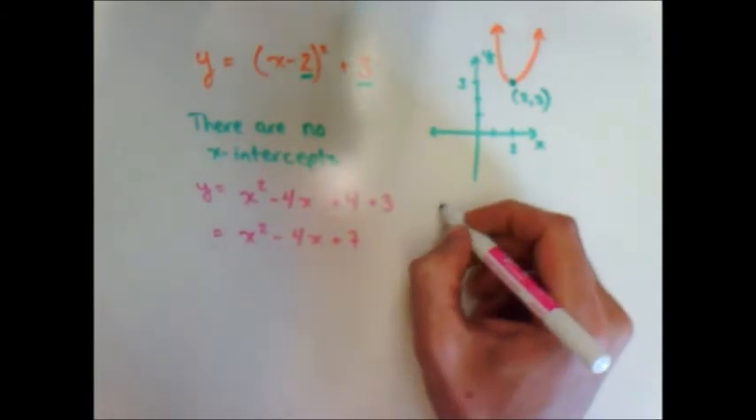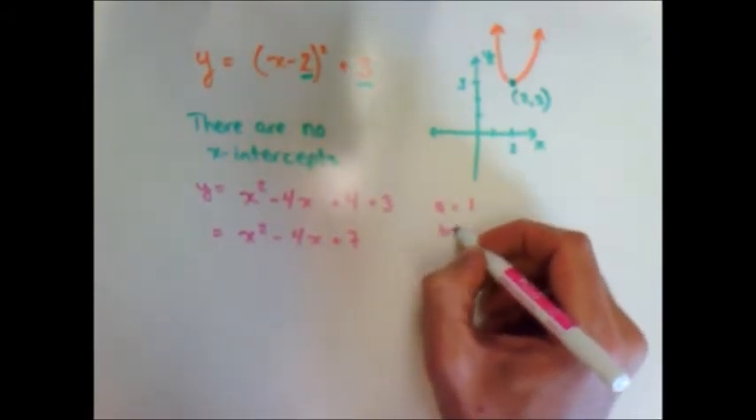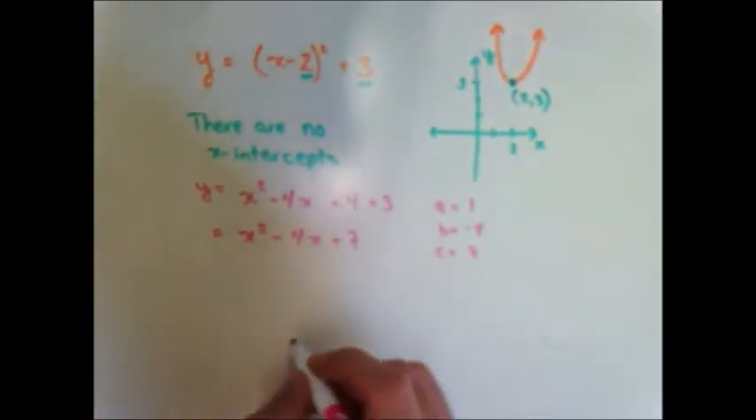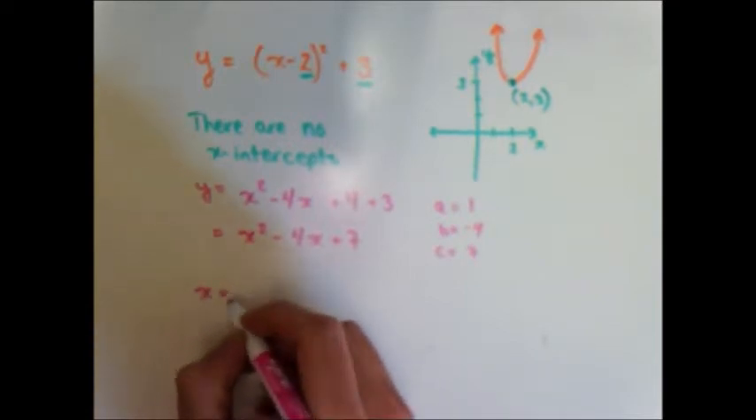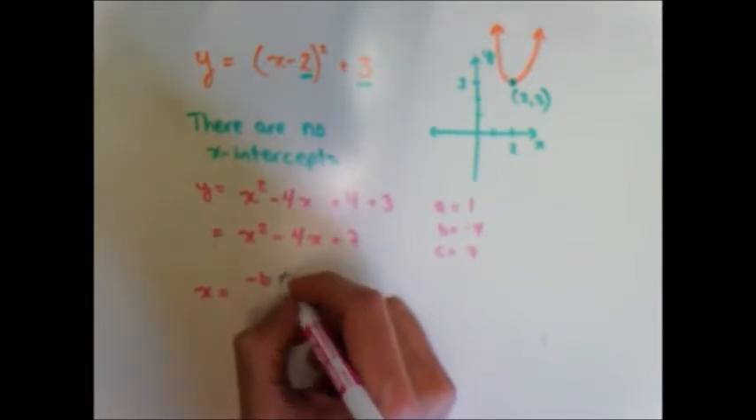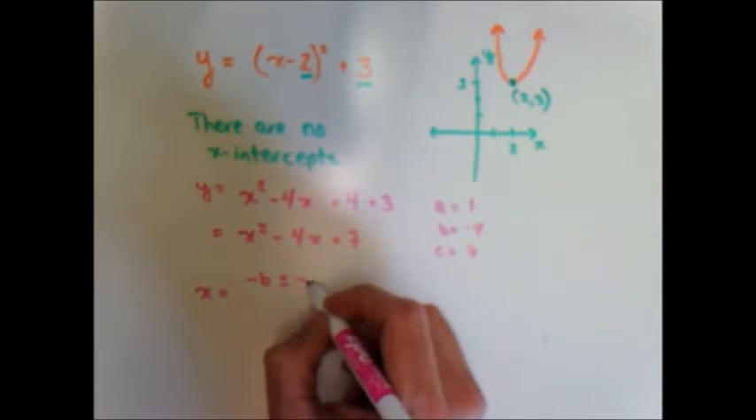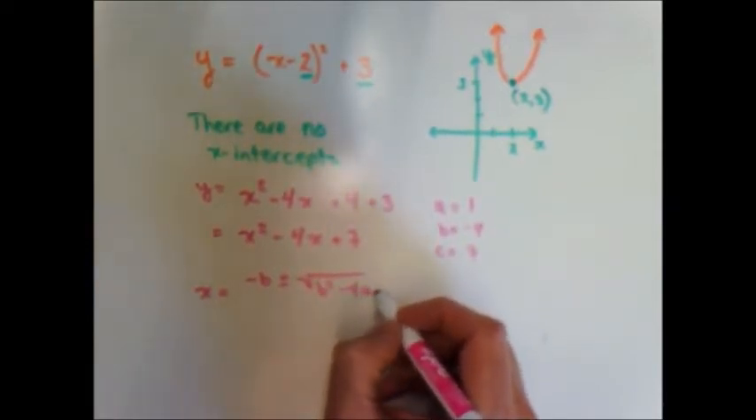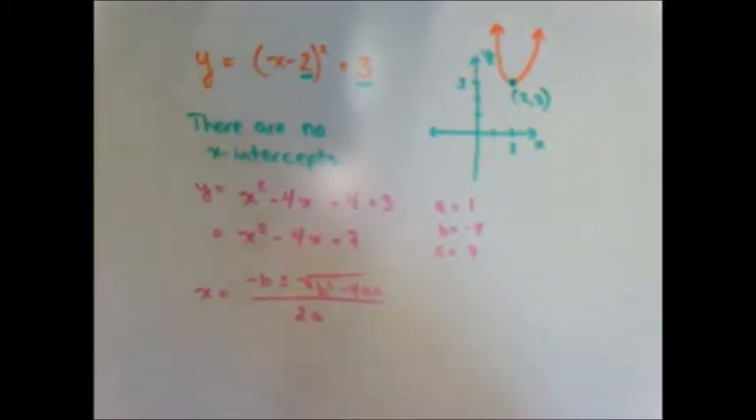Now that I have this, I know my coefficients: a is 1, b is negative 4, c is 7, and now I can plug them into the quadratic formula. Negative b plus or minus the square root of b squared minus 4ac, all over 2a.